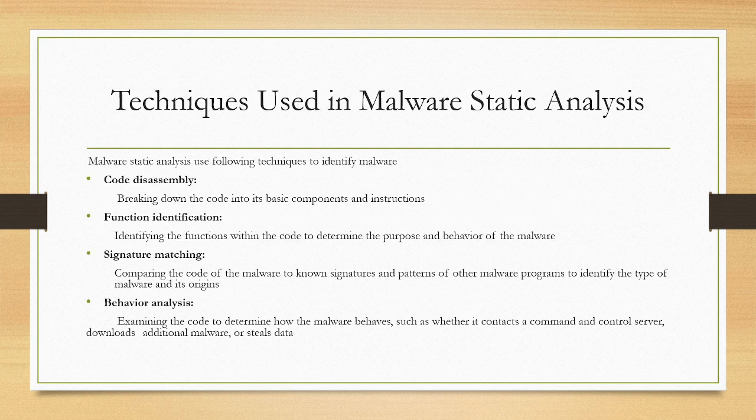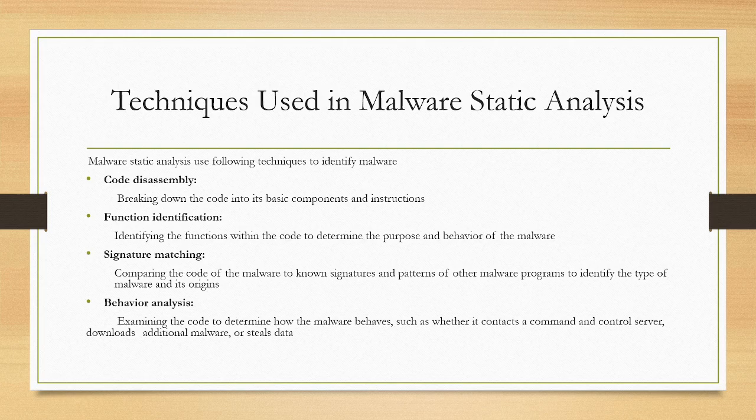Techniques used in malware static analysis. Malware static analysis uses the following techniques to identify malware. Code disassembly: breaking down the code into its basic components and instructions. Function identification: identifying the functions within the code to determine the purpose and behavior of the malware. Signature matching: comparing the code of the malware to known signatures and patterns of other malware programs to identify the type of malware and its origins.